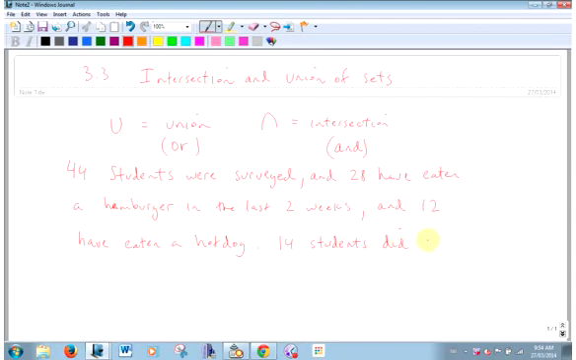14 students did not. That might apply, but that's not part of our universal set. 14 students did not eat either, yes.